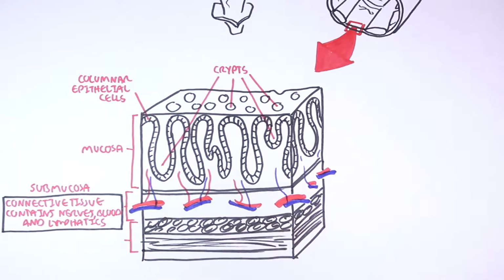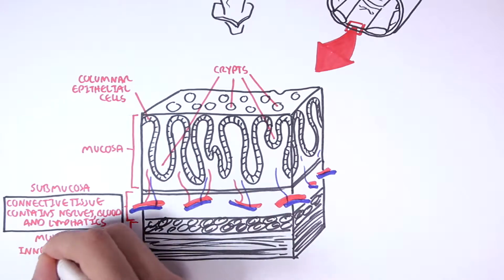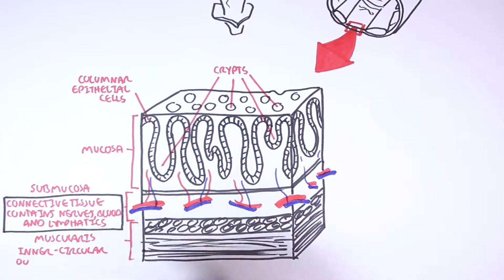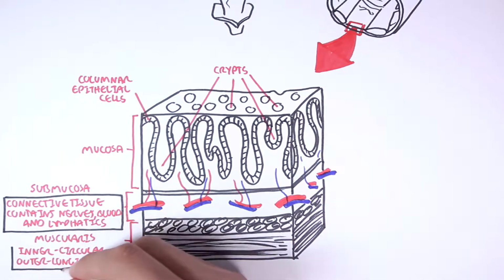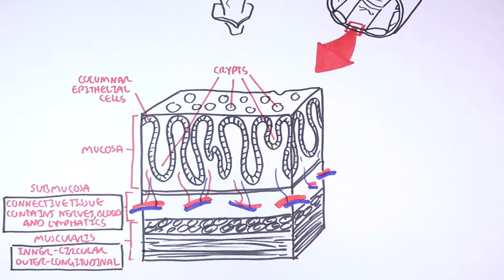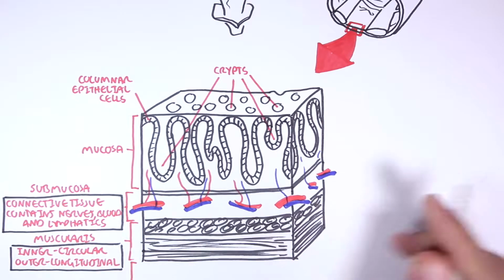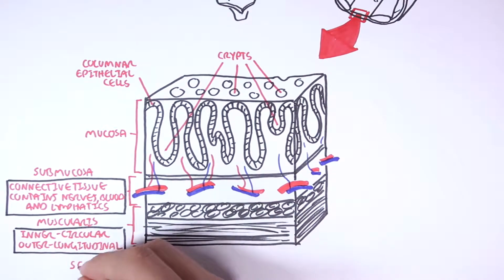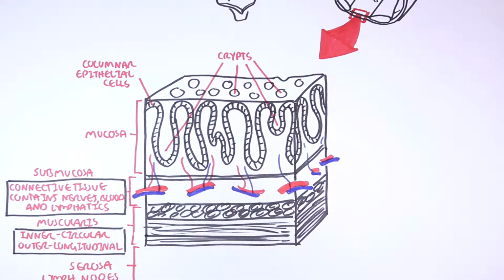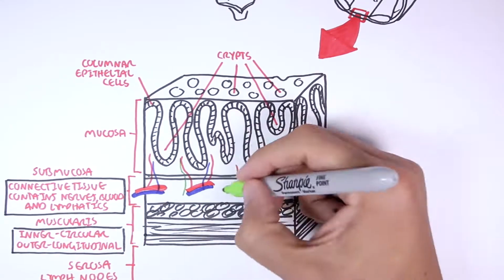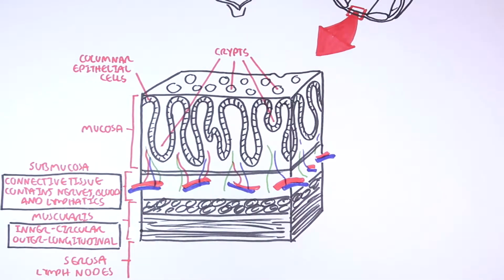Then there is the muscularis, which is the muscle layer. There are actually two muscle layers. We have the inner muscle layer where we have circular muscles, and then the outer muscle layer where we have longitudinal muscles. The outermost layer of the large intestine is a connective tissue layer called the serosa. After the serosa, we can find various structures such as lymph nodes that connect with lymph vessels that reach the mucosa layer.